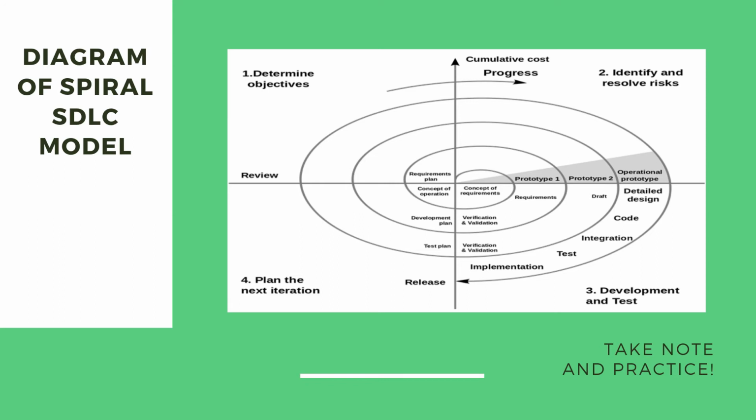It is the cumulative cost progress. In this, first we have to determine the objective, then we have to identify and resolve the risk. After identifying the objective, the development and testing phase comes into the picture, and after that planning for the next iteration is done. So in between the planning of the next iteration and determining the objective, the review is done.